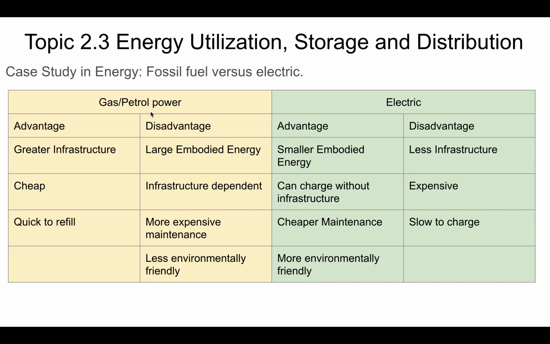Okay, now when we talk about these two, when we talk about large embodied energy, remember that embodied energy is from cradle to grave. So you'll see a lot of videos out there that talk about the fact that it takes more energy to create an electric vehicle than it does to make a petrol-powered vehicle. However, over the lifetime of that vehicle, the embodied energy is smaller. So from cradle to grave, you're using less energy to run an electric vehicle than you are to run a gas-powered vehicle.